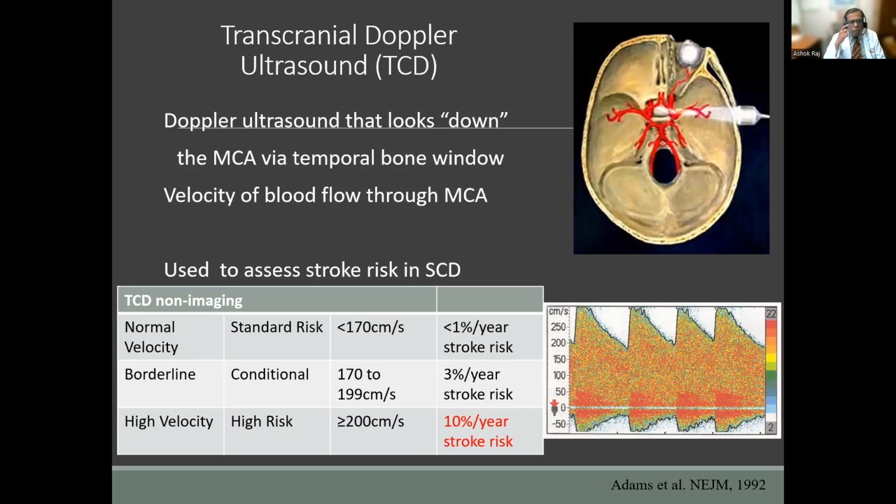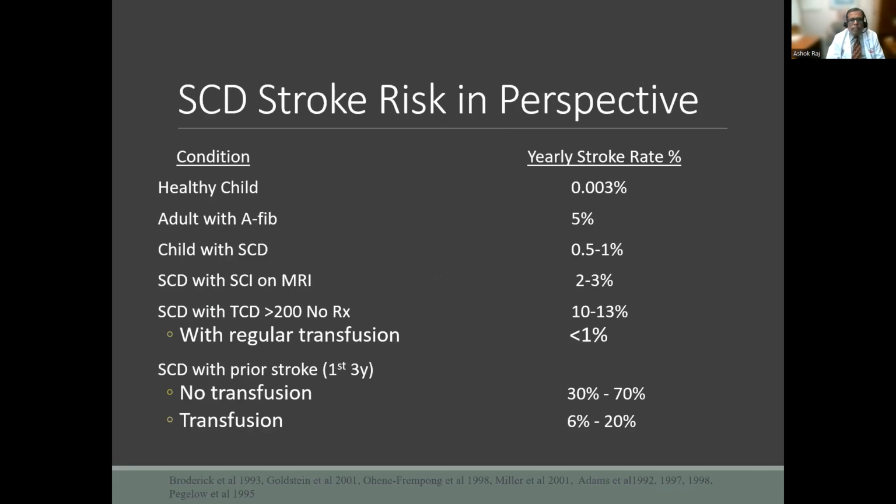So what they found was they initiated treatment based on these findings. How did they actually do the trial? They first had one group of patients who had high velocities, and they were just given standard of care, no transfusion.